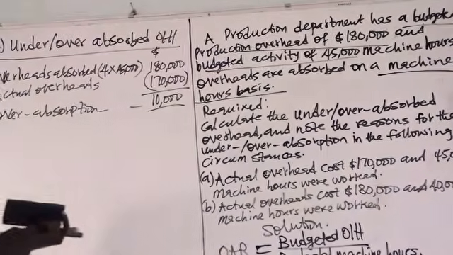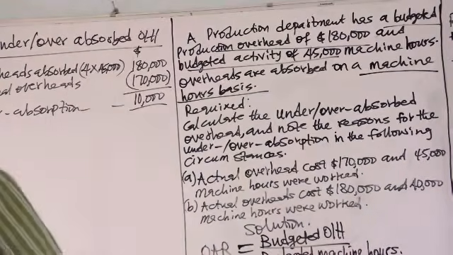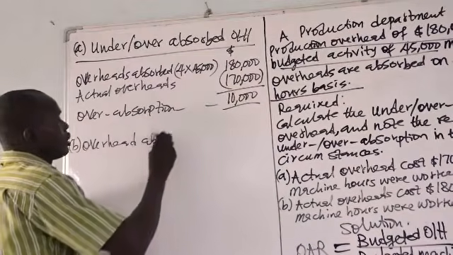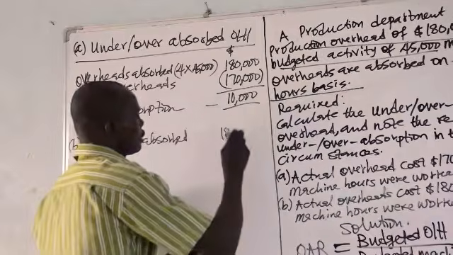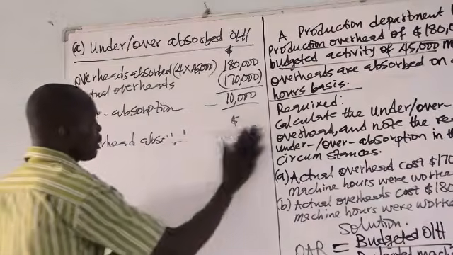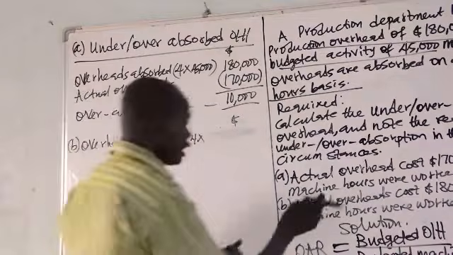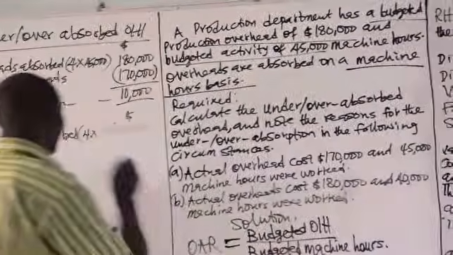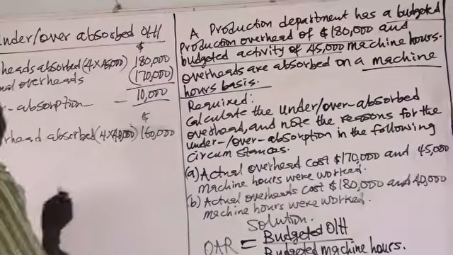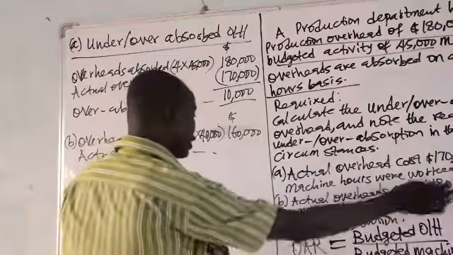B. You are given actual overheads of 180,000. Overheads absorbed: sorry, it will be 4 times the actual capacity, 40,000. 4 times 40,000 will give us 160,000. The actual overheads is 180,000.